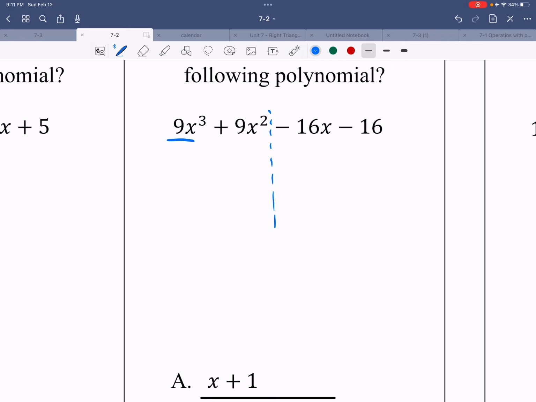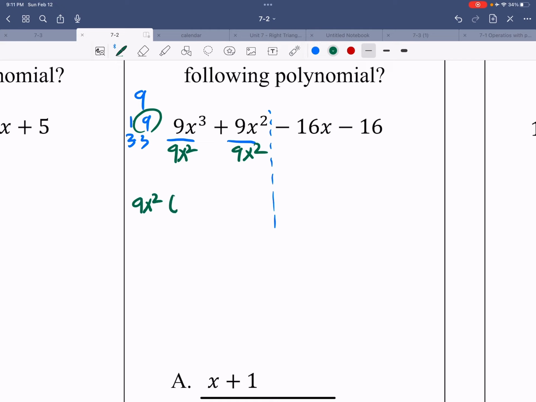So here, let's factor out the GCF. What can give you 9? Because they're the same number. 1 times 9 and 3 times 3. But isn't it obvious 9 can go into 9? So you can take out 9. And you can also take out x squared as a GCF. So 9x squared is your GCF.